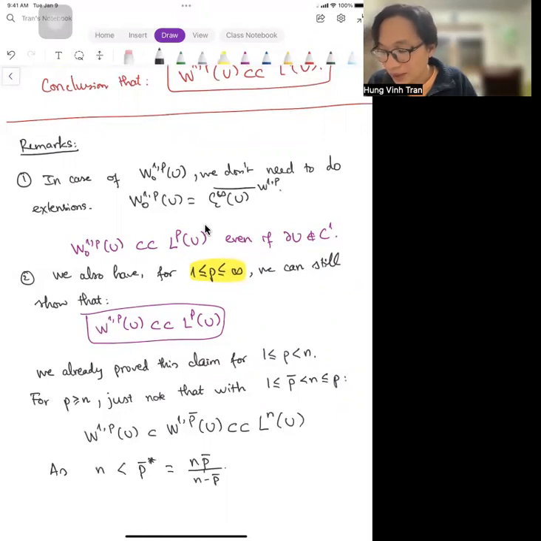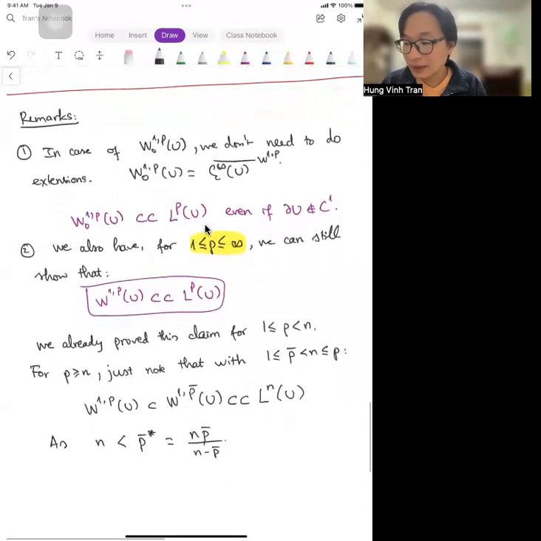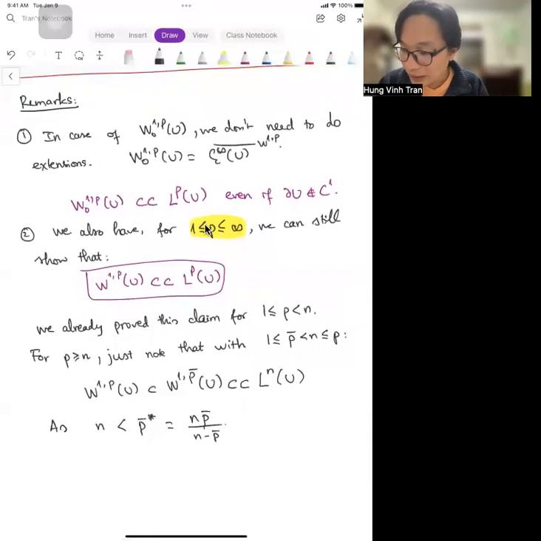When you choose p bar to be very close to n, then n times p bar minus n over p bar can be as close to infinity as you want. And by exactly this point, you can see that for any p less than infinity, you can do this same trick. But what I'm saying here is more about the fact that this is fine for p equals n, right?